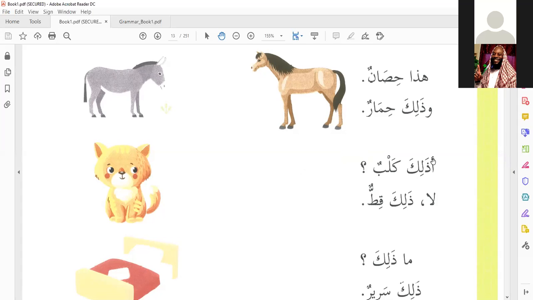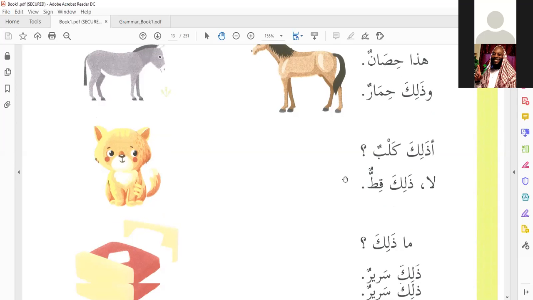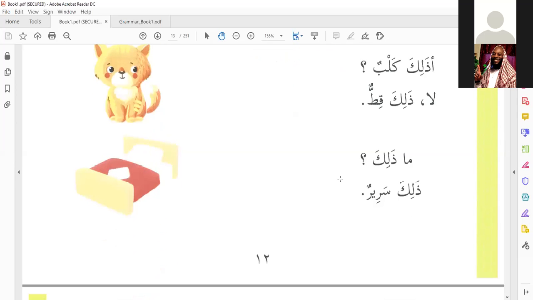We put the hamza in front. It makes it a yes or no question. Is that a dog? And that cute furry cat over there is not a dog. So our answer is لا, no, ذلك قط. That is a cat. Excellent.